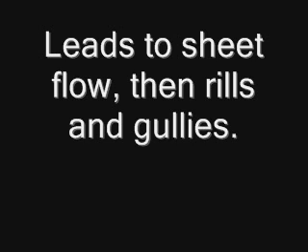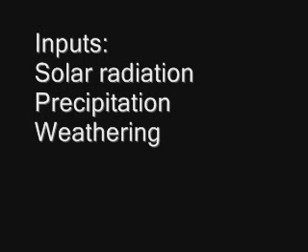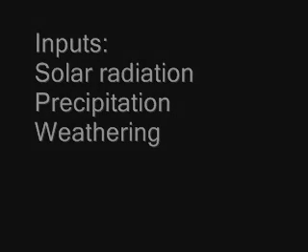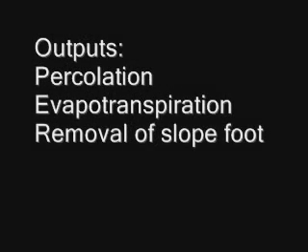Biogeographers look at the degree of instability in hill slope systems according to stresses versus strengths. They measure inputs such as solar radiation, precipitation, and weathering of parent material, and outputs such as percolation, evapotranspiration, and removal of the slope foot. They also take into account trigger mechanisms such as weathering due to rainfall, oversteepening due to quarrying, and loading.